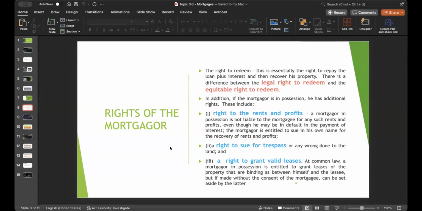So it's just Trent. So can someone explain the right to sue for trespass? Before explaining, I would like you to give a brief understanding of what trespass is before you explain the right to sue for trespass.